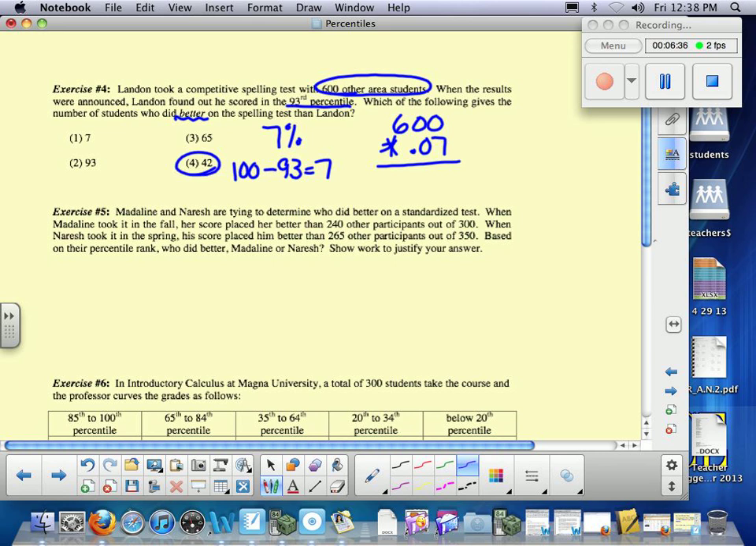So 42 kids performed better on the spelling test than he did. Marcel, why did you take 100? Because the 100% would be where everybody fell. That would be all of our kids. And we know that Landon was at the 93rd. So that left 7% at the top that did better than him.